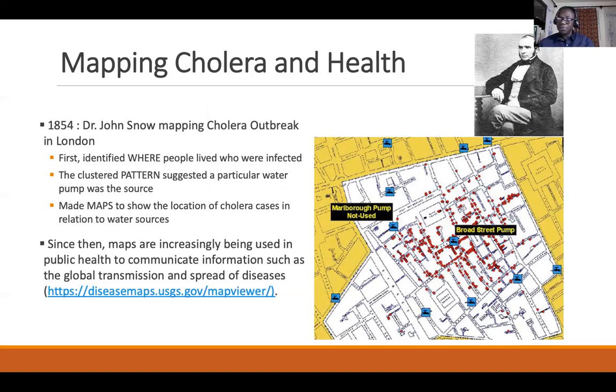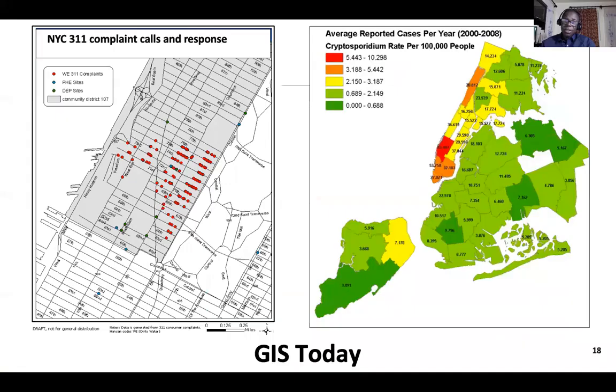Since then, maps are increasingly being used in public health to communicate information such as the global transmission and spread of diseases. Today, we use modern technologies to create maps, but in those days of Dr. John Snow, maps were being done with the hand, in the manual way, and that has not been easy.